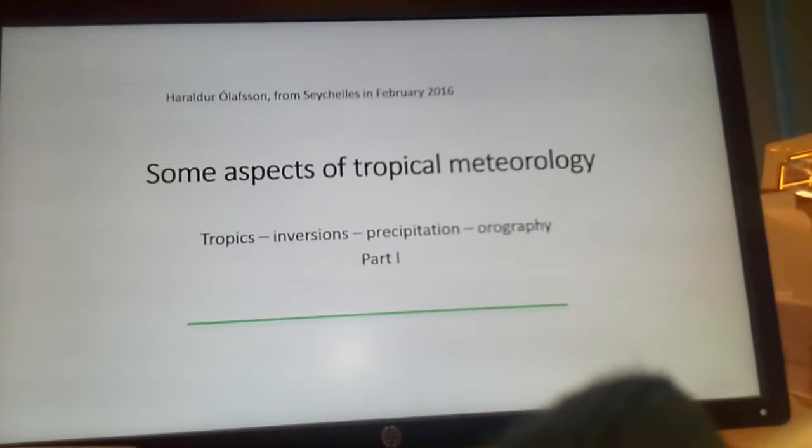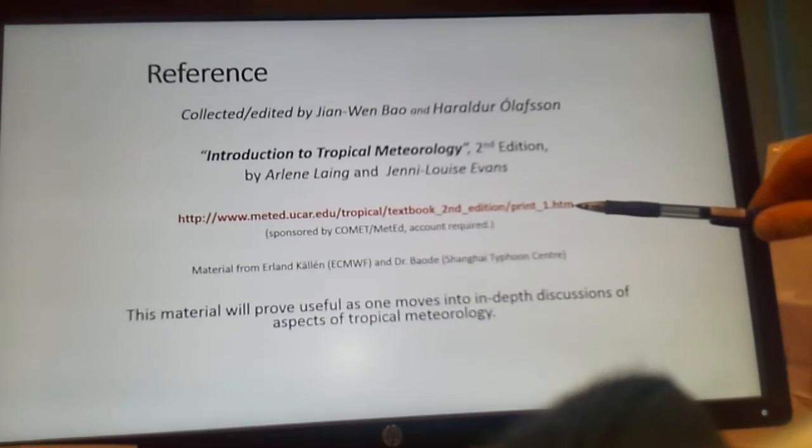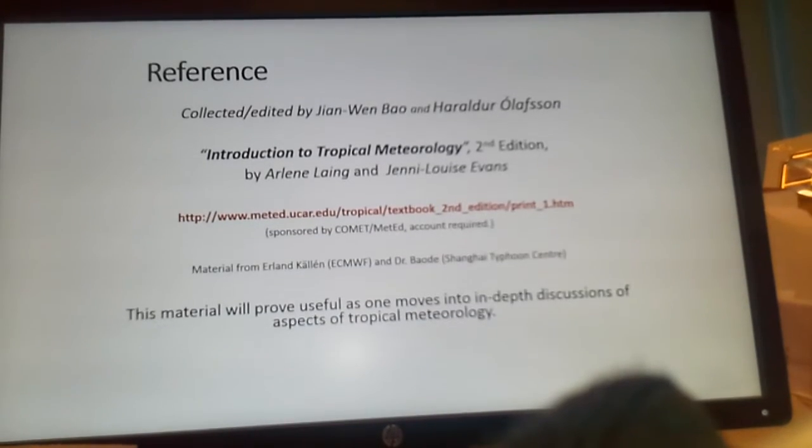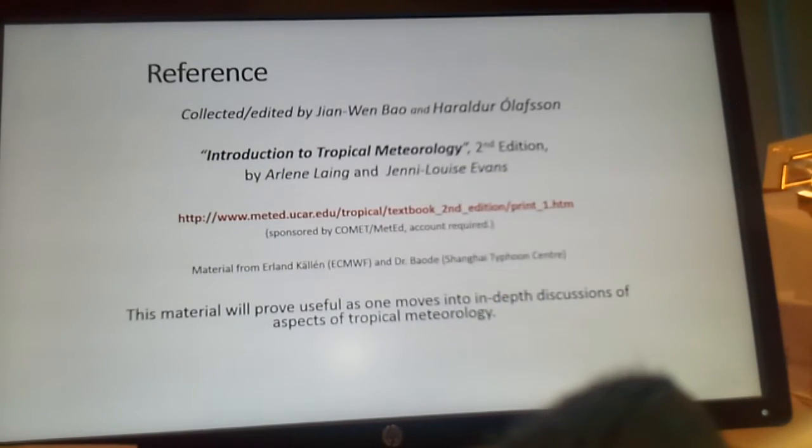Now, I will tell you about some aspects of tropical meteorology, with emphasis on inversion and distribution of precipitation and orography on fine scales. I will use this opportunity to draw your attention to this textbook, which is free of charge on the internet. It has been collected by Jan-Mang Bao and myself, and we have had some contributions from the European Center, from Kellen, and from Baode in Shanghai.